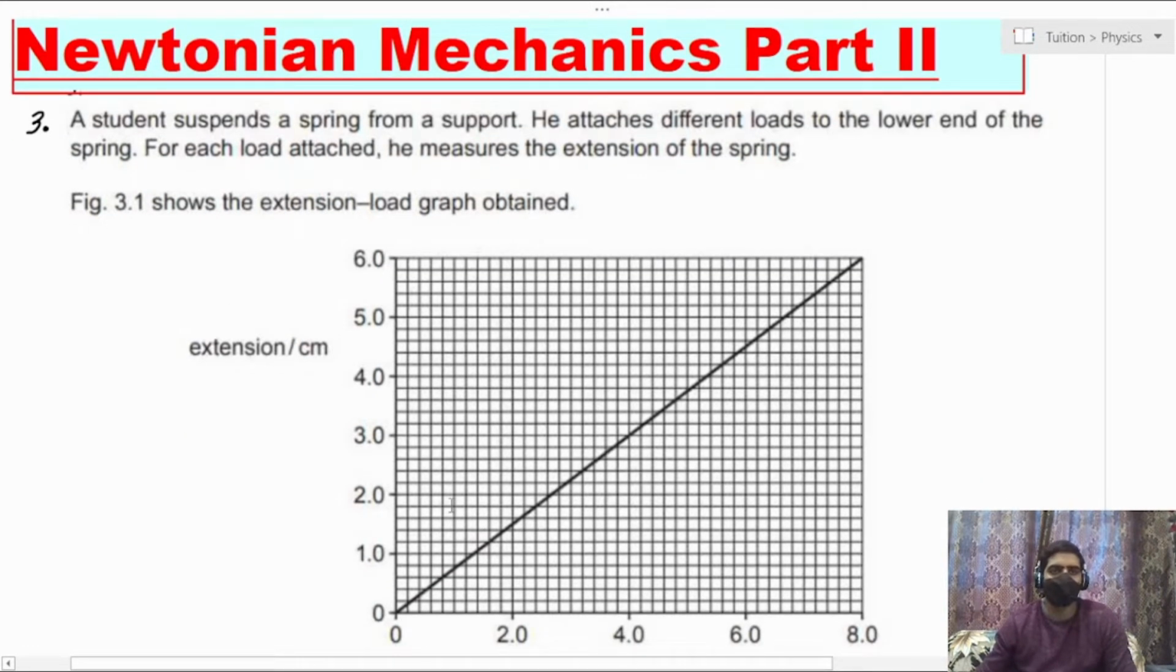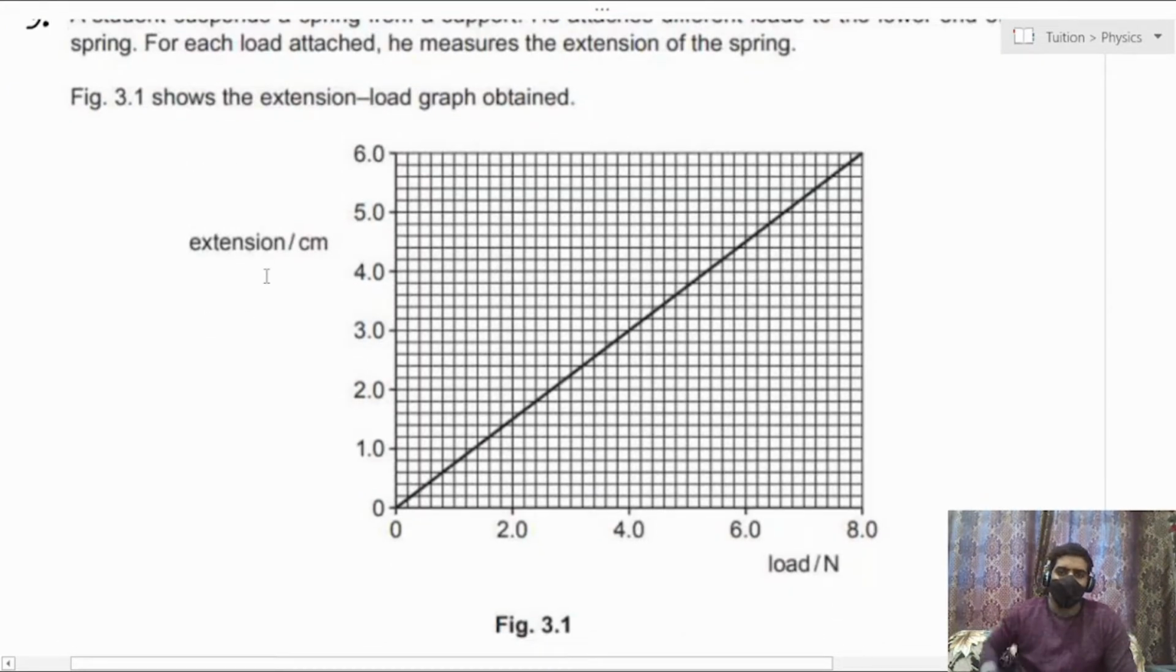Number 3. A student suspends a spring from a support. He attaches different loads to the lower end of the spring. For each load attached, he measures the extension of the spring. Figure 3.1 shows the extension-load graph obtained. In this one, they have given extension on the y-axis and load on the x-axis, and extension is given in centimeters.